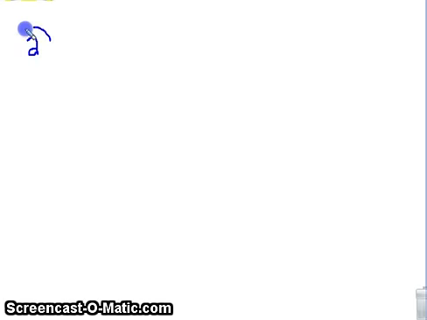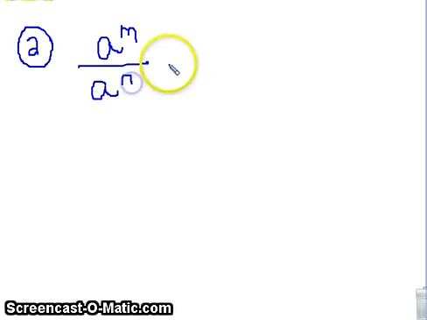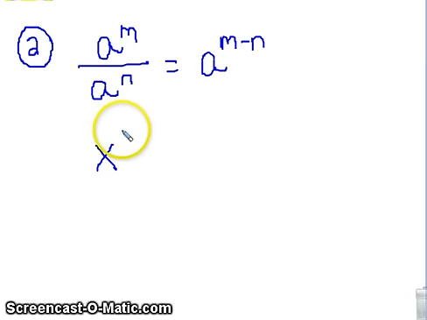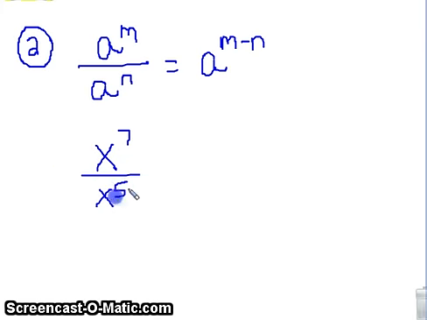Rule number 2 is division. If I have a to the m divided by a to the n, then I get a to the m minus n. For my C block, this is the one that you guys were not sure at all about. If you have x to the 7th divided by x to the 5th.